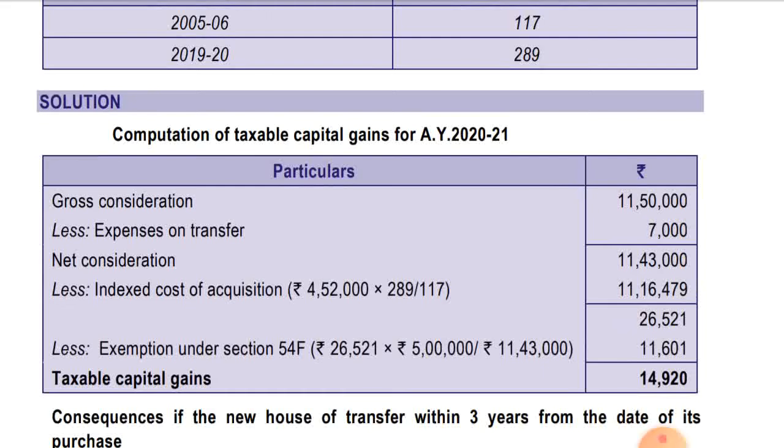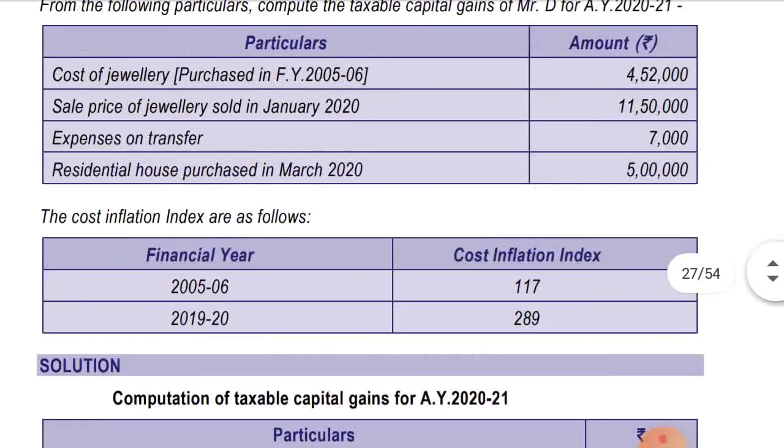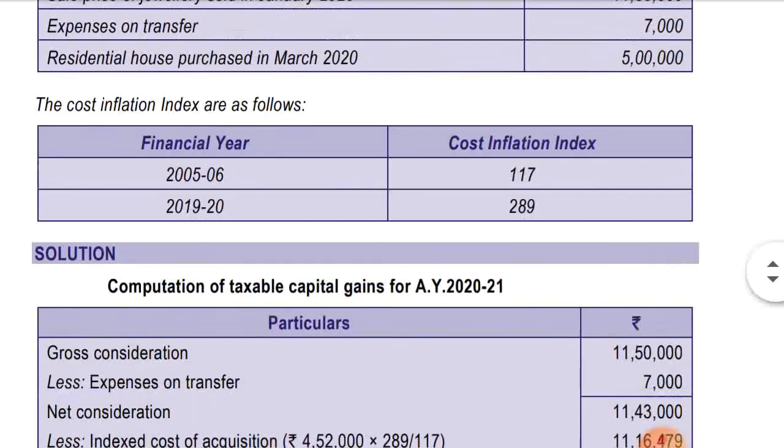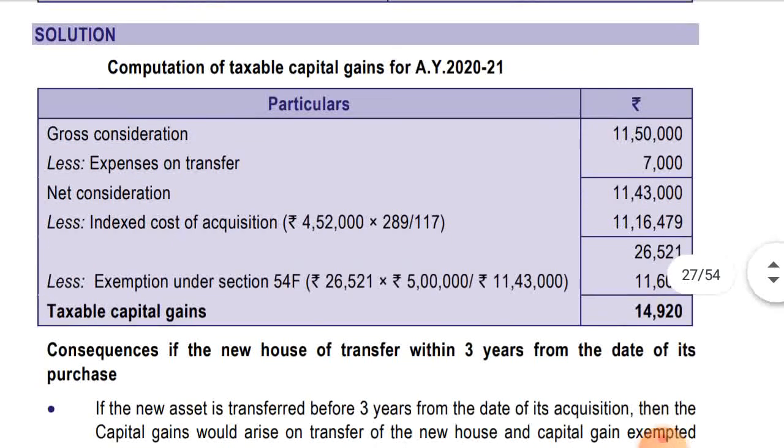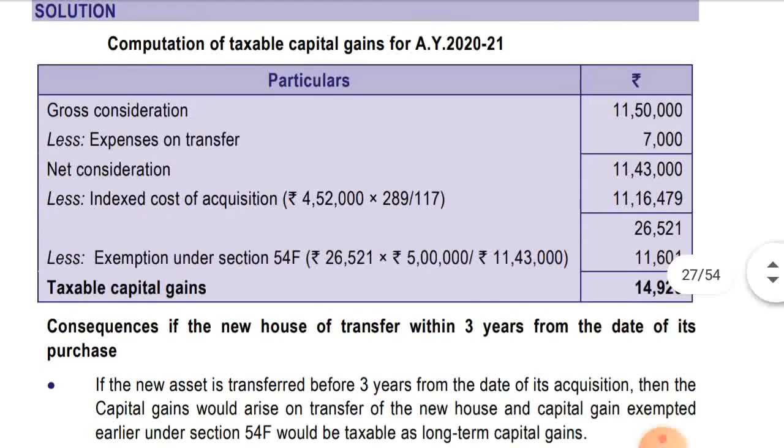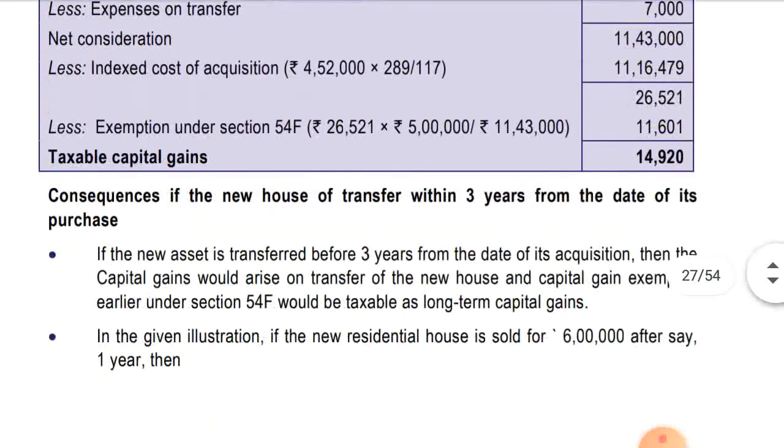Exemption under section 54F is the capital gain of 26,521 into 5 lakhs, the amount which has been invested in the new house property, divided by the net consideration given above, that is, after deducting the expense of transfer, 11,43,000. So the exemption is coming to 11,601, and the taxable capital gain is 14,920. Okay, now see what they are saying.